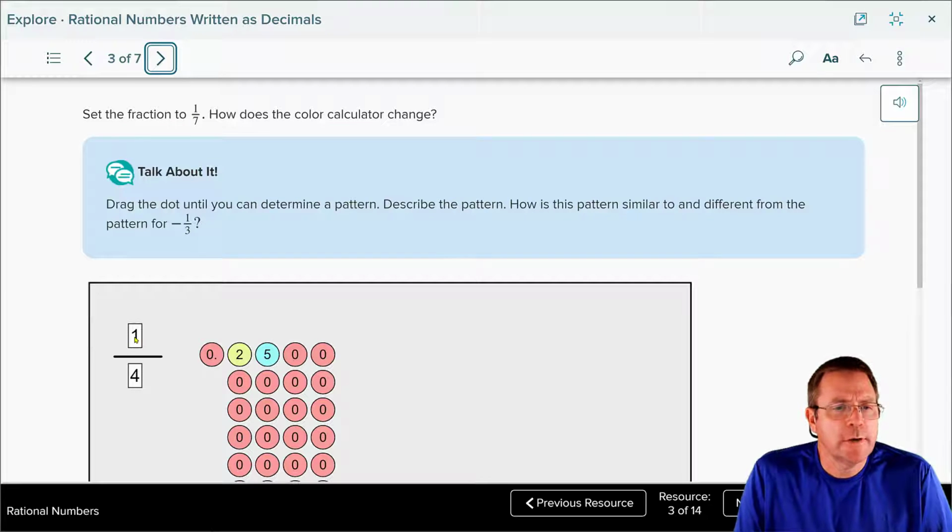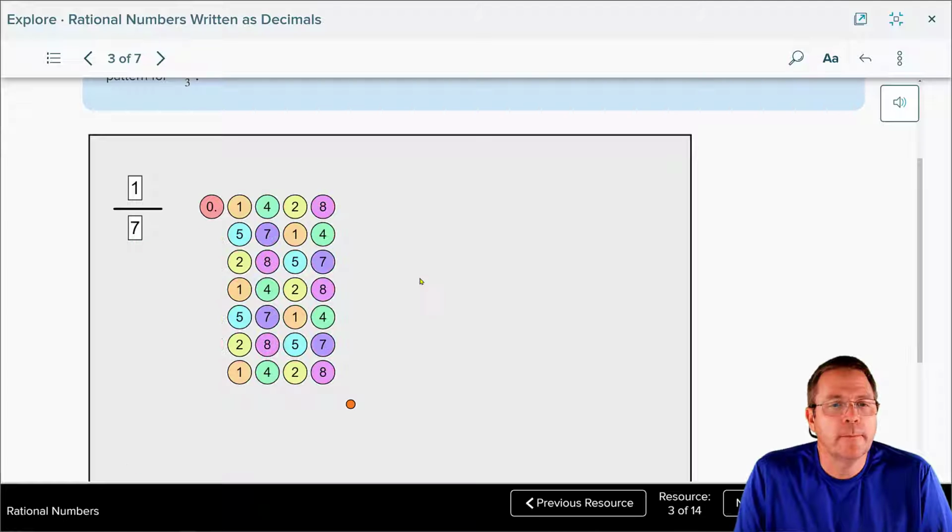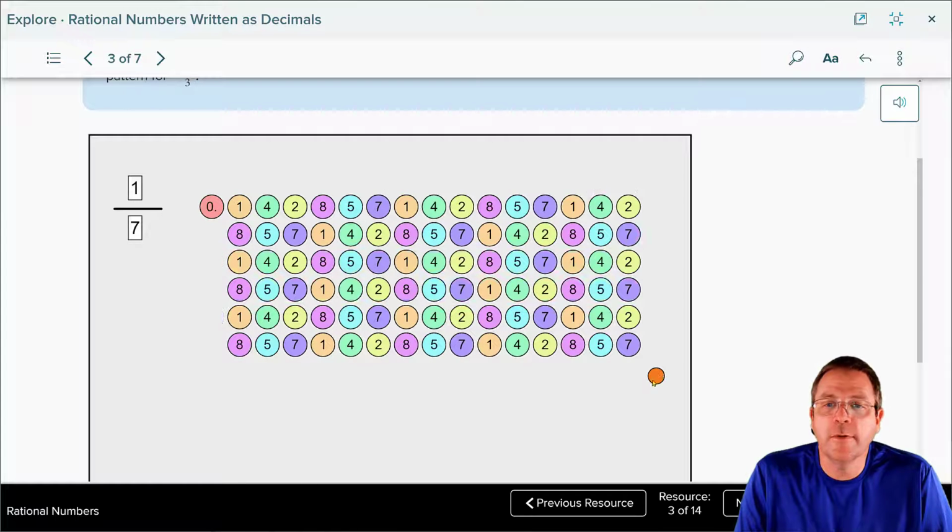Now we're going to set it for 1 over 7. So we have 1 over 7, and yep, that should do it. And look at all those pretty rainbows. Do you see a pattern in the colors? Orange, green, yellow, pink, blue, purple. Orange, green, yellow, pink, blue, purple. I do see a pattern in the colors, and if you take a look, you get the same exact pattern.